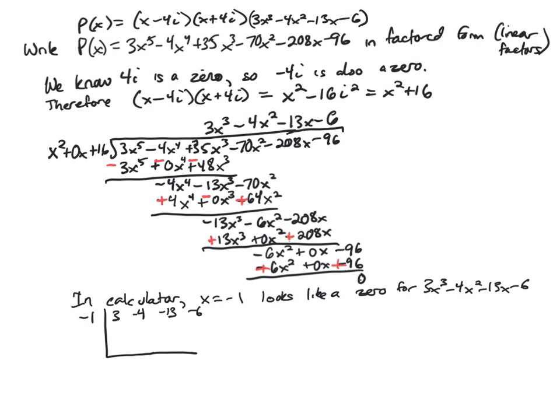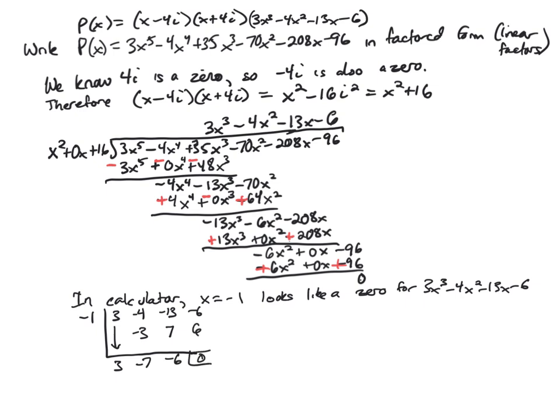So that becomes my synthetic division setup where my root is a -1, and then I have 3, -4, -13, and -6 ready for synthetic division. So now I'm going to do -1 times 3 is -3, -4, and -3 add up to -7. I multiply -1 and -7 and get 7. And then I add -13 and 7 to get -6. And again, multiply -1 and -6 to get 6.